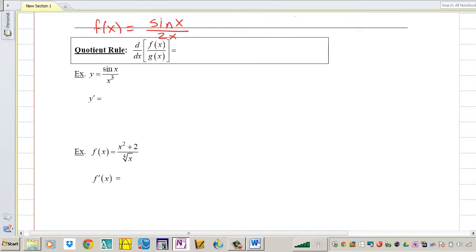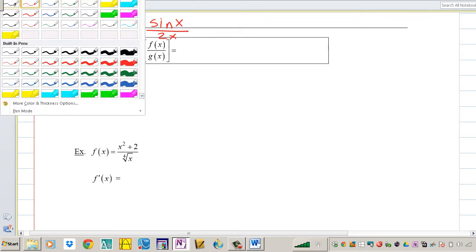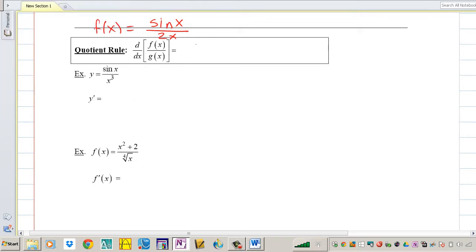So, quotient rule. When you want to take the derivative of a quotient or a fraction, the quotient rule is the denominator times the derivative of the numerator, minus the numerator, no prime, times the derivative of the denominator, all over the denominator squared. Okay? Now that's the whole denominator squared, not just the x, the whole thing squared.